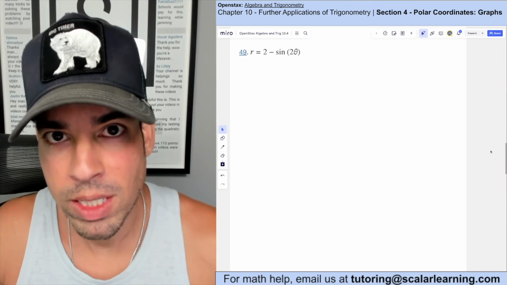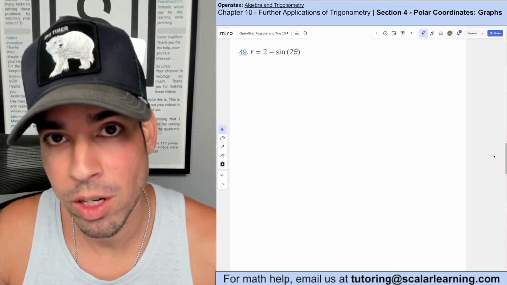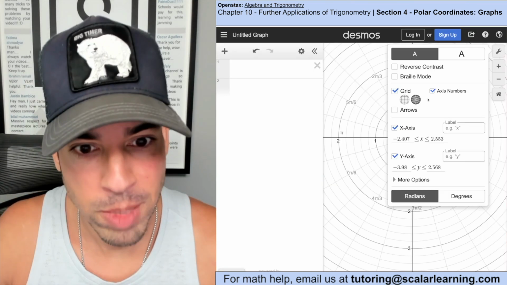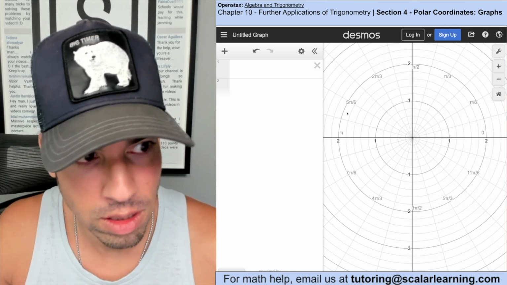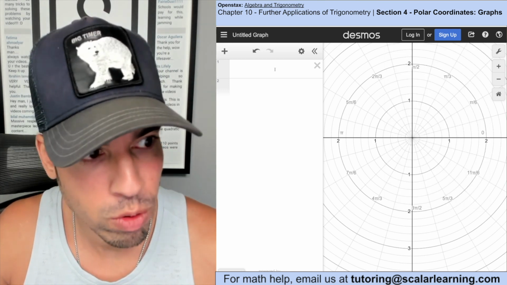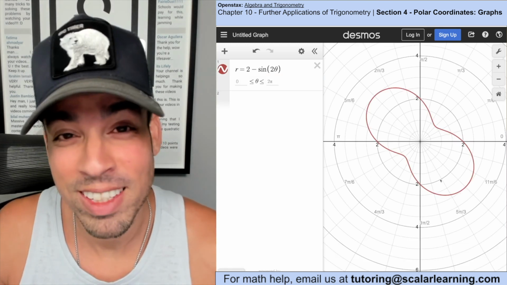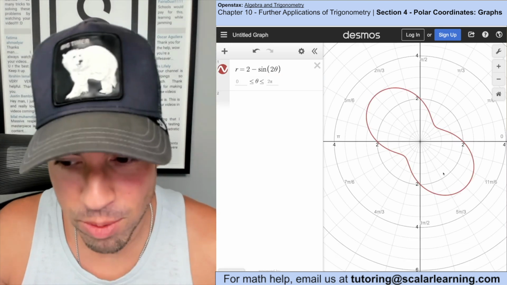Done. For this one, it says to use a graphing calculator, so we're going to do that in Desmos now. Just make sure you're in the right mode here, which is this mode. This gives us this nice graphing mode for polar equations. And here we have the graph. It almost looks like a peanut, which is kind of cool. But anyways, that's how you do it.